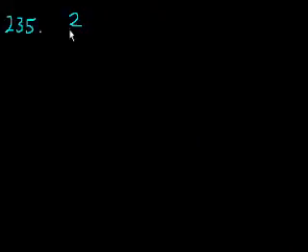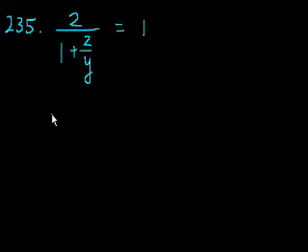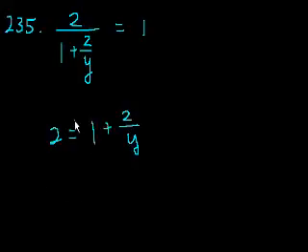Problem 235. Switch colors. 235. If 2 over 1 plus 2 over y is equal to 1, then what does y equal? Let's take the inverse of both. Let's multiply both sides of the equation times 1 plus 2 over y. And so we get 2 is equal to 1 plus 2 over y. And let's multiply both sides of this equation by y. So you get 2y. And actually, you could probably already eyeball this.